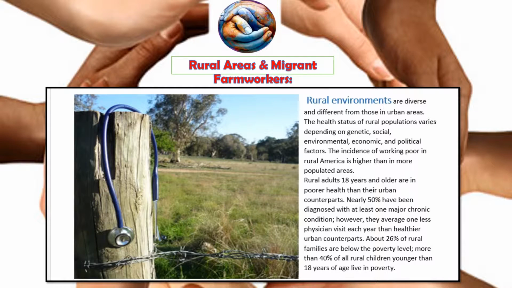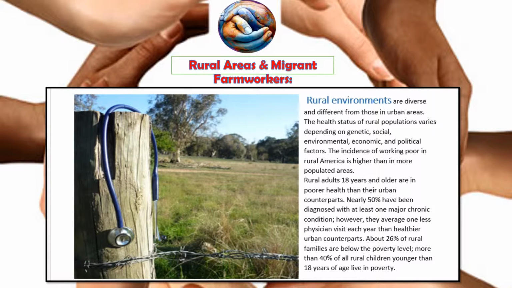Let's talk about rural health in rural environments, and then we'll talk about migrant farm workers. Rural environments are diverse and different from those in urban areas. The health status of the rural populations varies depending on the genetic, social, environmental, economic, and political factors that affect it. We know that the incidence of working poor in rural America is higher than in more populated areas. We know that rural adults 18 years and older are poorer in health than those that live in the cities. We know that nearly 50% have been diagnosed with at least one major chronic condition.